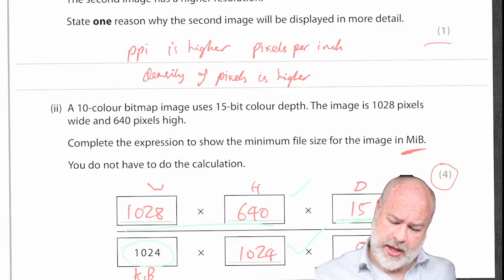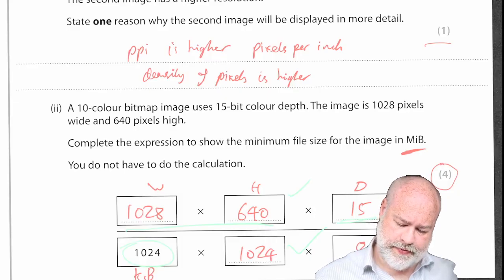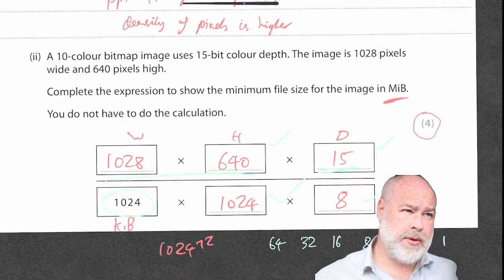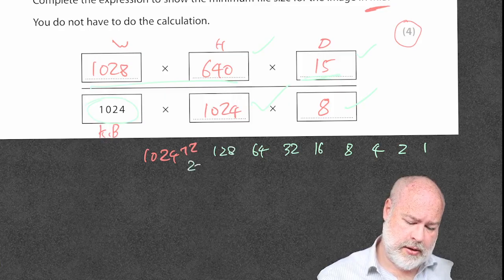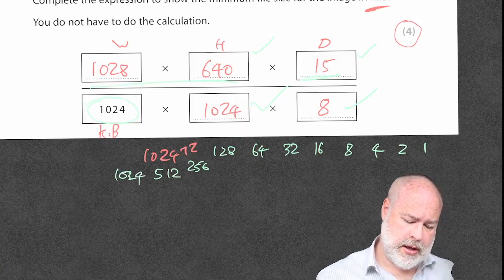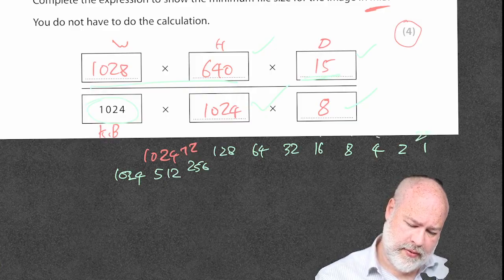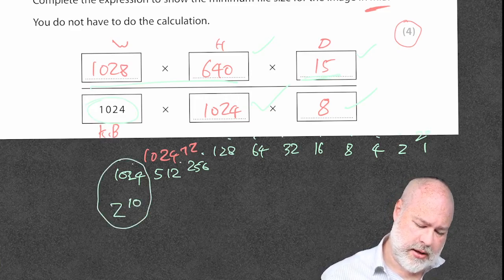And just to go over that again, I did it in another video, but if we've got our binary 64, 128, 256, 512, 1024. So that's 2 to the power of 0, 1, 2, 3, 4, 5, 6, 7, 8, 9, 10. So 2 to the power of 10 gives us our 1024.